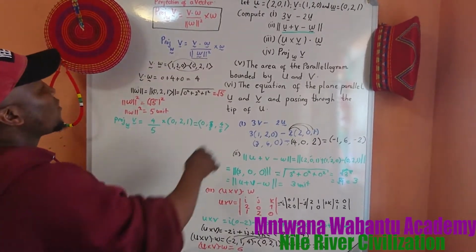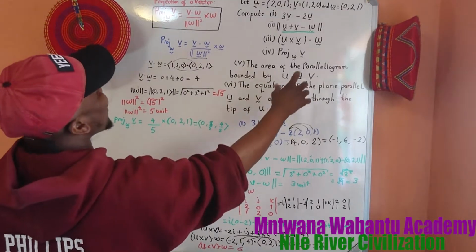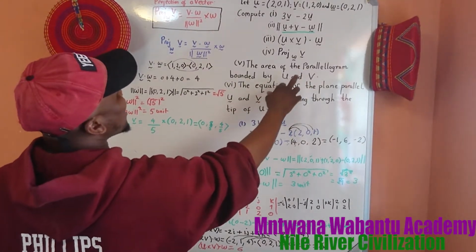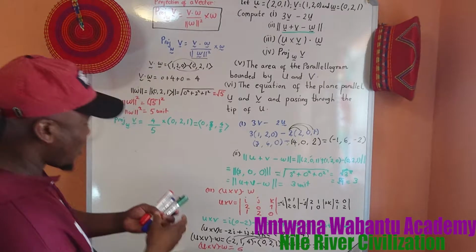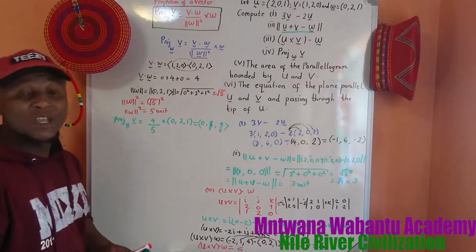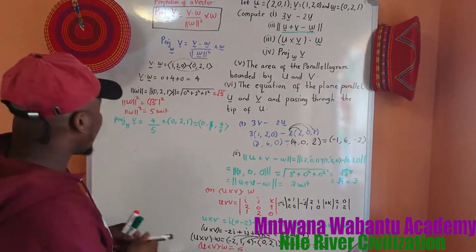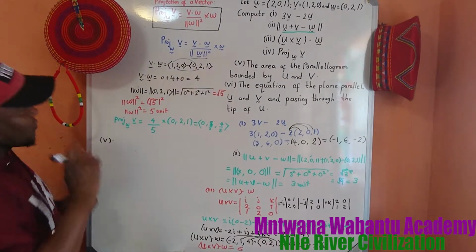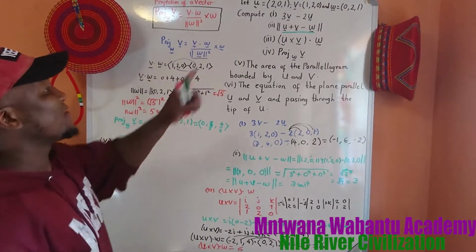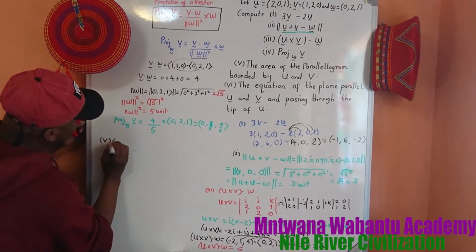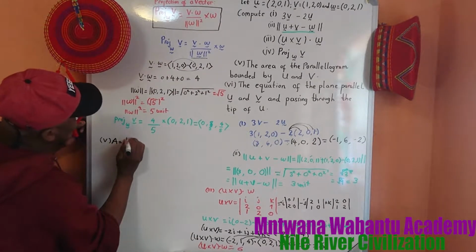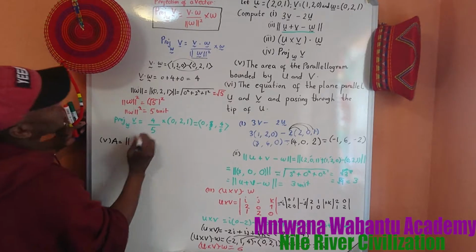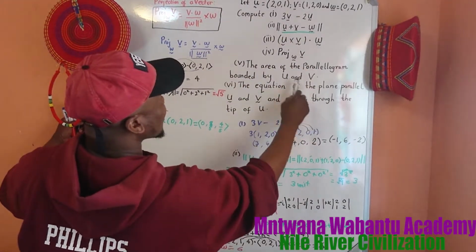So now we go for the next one. Find the area of the parallelogram bounded by U and V. That's easy. So area of parallelogram bounded by V and U, you say area equals, that's how you get the area of the parallelogram bounded by U and V.